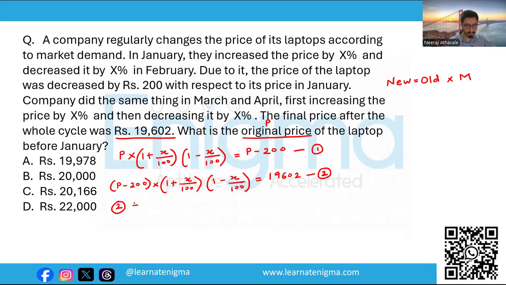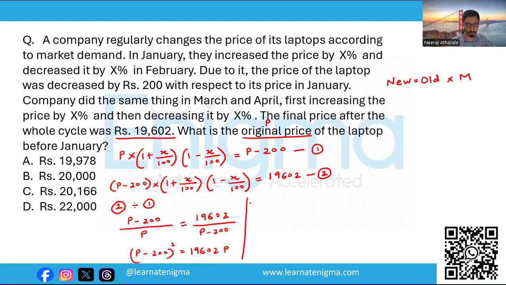By dividing the second equation by the first one, on the left hand side, you can see that these two brackets will get cancelled out. And on the left hand side, I'll have P minus 200 upon P. On the right hand side, I'll have 19,602 upon P minus 200. Cross multiplying, we have P minus 200 square is equal to 19,602 P.